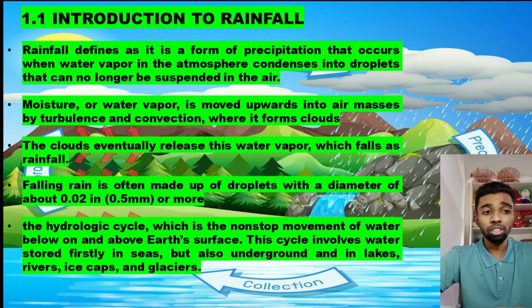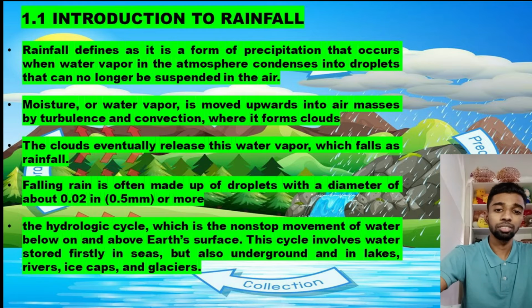The hydrological cycle is the non-stop movement of water below, on, and above Earth's surface. The cycle involves water stored firstly in the sea, but also underground, for example, lakes, rivers, and glaciers.